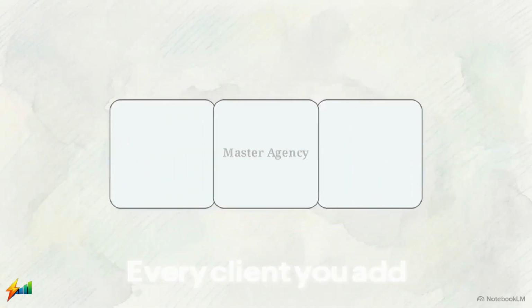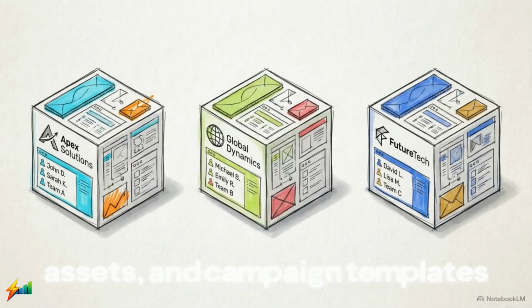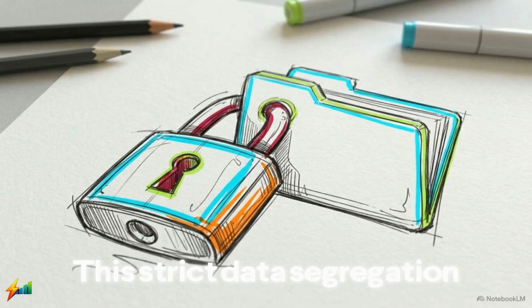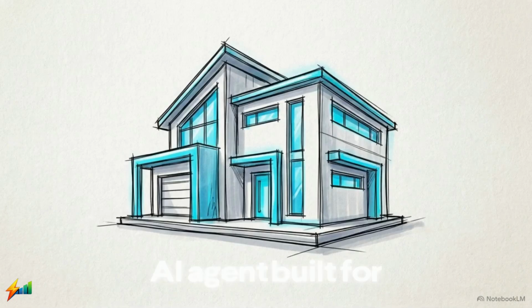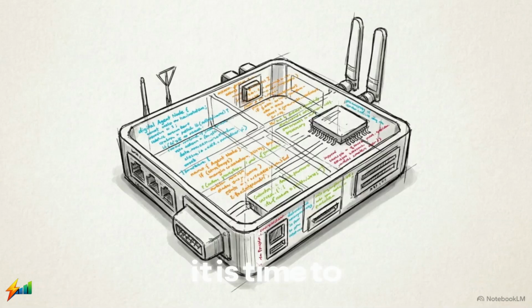Every client you add gets their own isolated workspace. Their lead lists, brand assets, and campaign templates remain strictly separated from everyone else on your roster. This strict data segregation keeps your operations secure. It ensures that an AI agent built for a real estate client never accidentally sends a dynamic proposal to a plumbing contractor's prospect. With the workspace established, it is time to build your client's new digital employee.